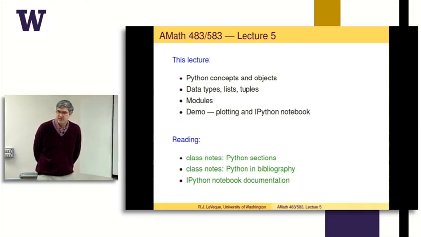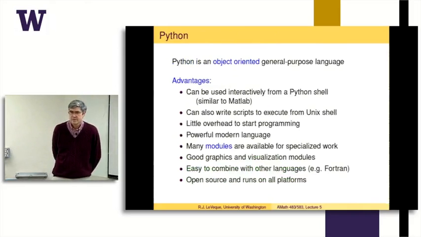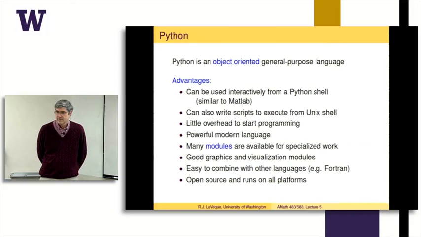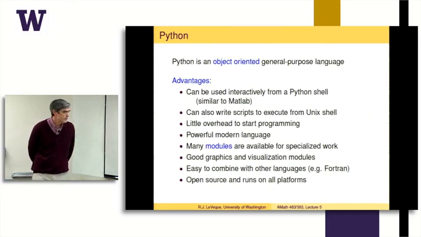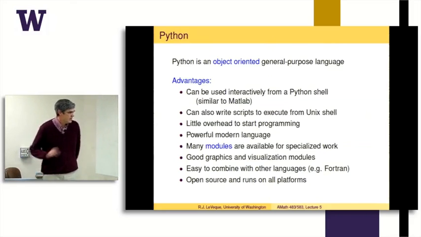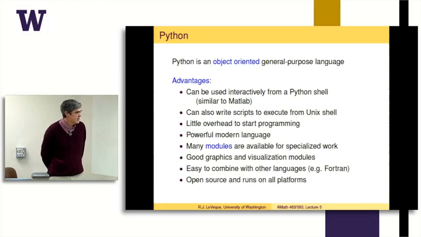So how many people are familiar with object-oriented languages? About half the people, at least. So if you're not familiar with it, it's a little different from procedural languages, so I wanted to point out some of the main features of something like Python.